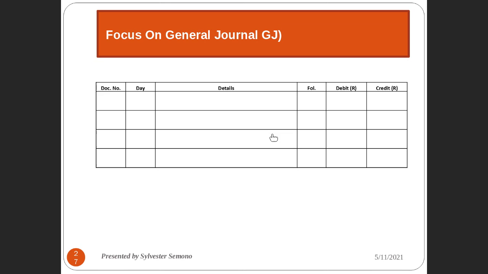So the GJ is the one that most students find difficult. What I like about the GJ is that it has elements of the account equation, elements of the general ledger, and many things in it. So I'm gonna focus on the GJ.